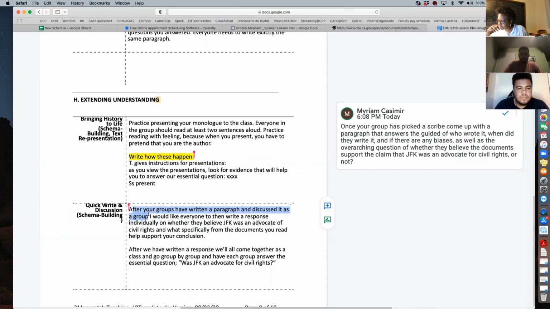Knowing what your job was. I would like everyone to write a response individually on whether they believe JFK was an advocate for civil rights. Okay, how about something like this? Imagine that you are a historian living in the period and that you have reviewed these 4 documents.